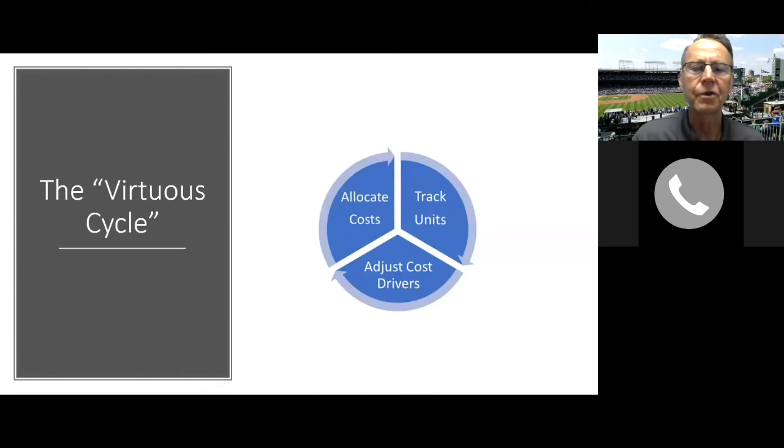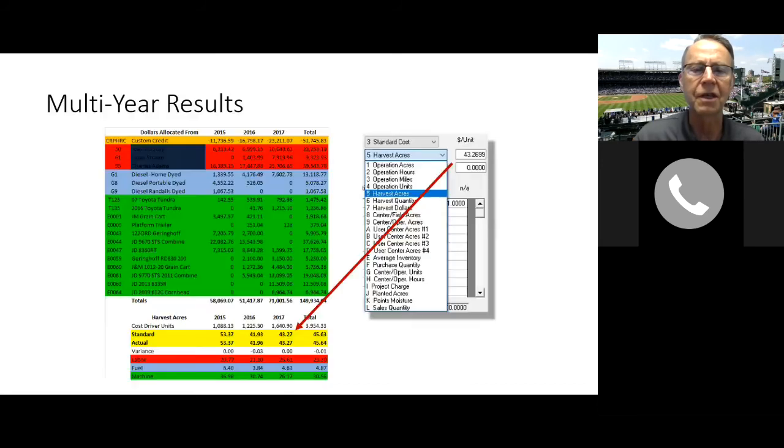So what we have here is a virtuous cycle. As we start by allocating costs, we track units and adjust the cost drivers, and as we go through the year, we find our assumptions maybe didn't quite turn out as we expected, either a volume variance or a pricing variance, and so this allows us to adjust it, and we end up with an example like this.